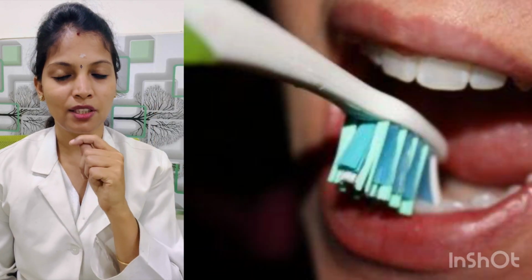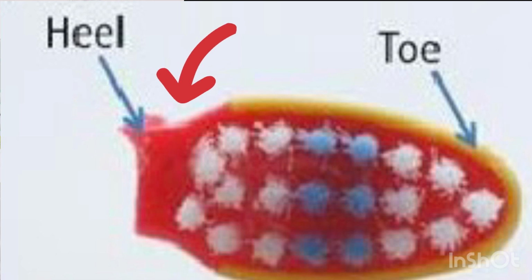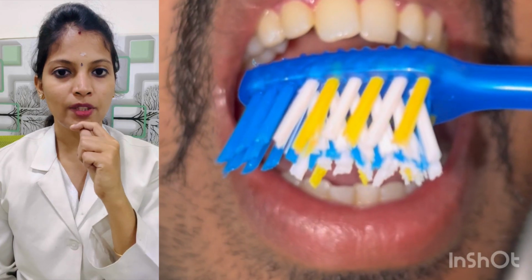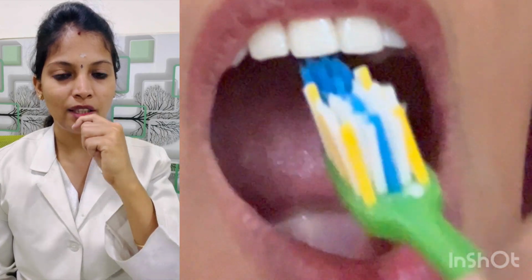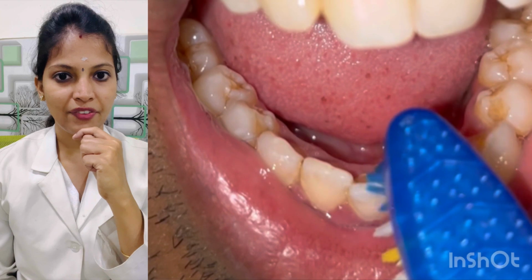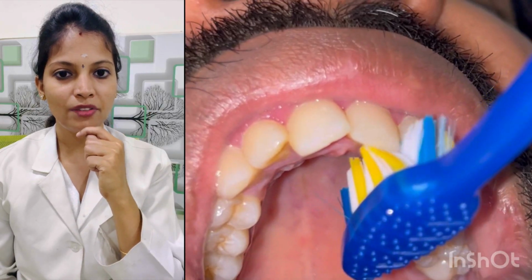Here you have to place the toothbrush in a vertical position. This part you call the heel of the toothbrush head. So with the help of the heel of the toothbrush head, we are going to move it in a vertical motion. Likewise, you have to brush the inner surface of the upper and the lower front teeth.